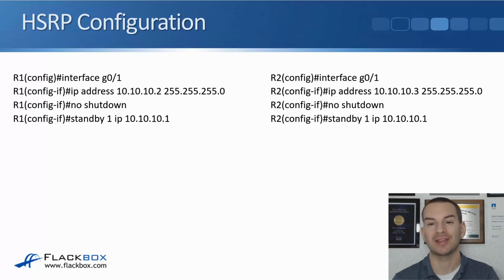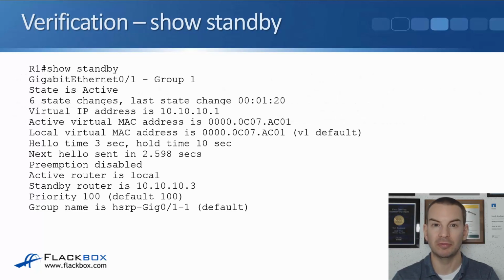Here the IP address is 10.10.10.3, no shutdown, and standby 1 IP 10.10.10.1. So a different physical IP address on both routers, the same standby address on both routers. So that is the configuration. To verify it, we do a show standby.